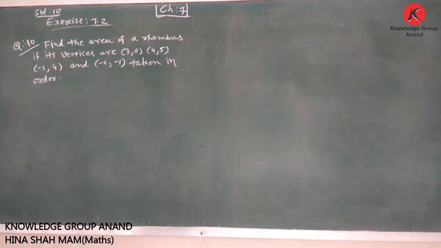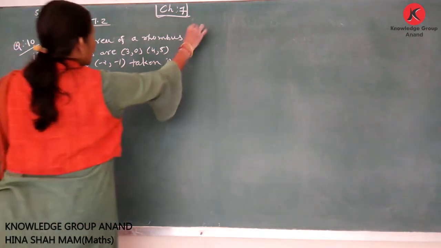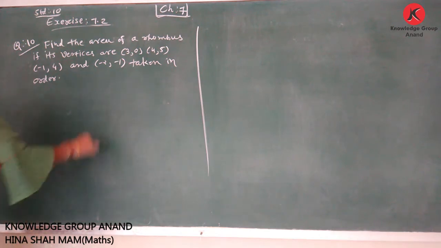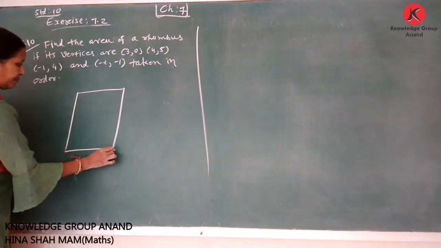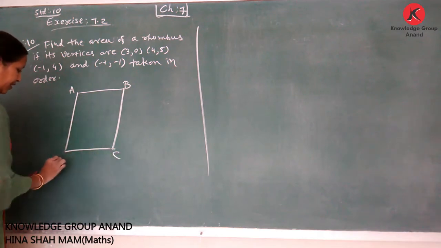Now, question number 10. Find the area of rhombus if its vertices are (3, 0), (4, 5), (-1, 4) and (-2, -1) taken in order. We draw here rhombus A, B, C and D.